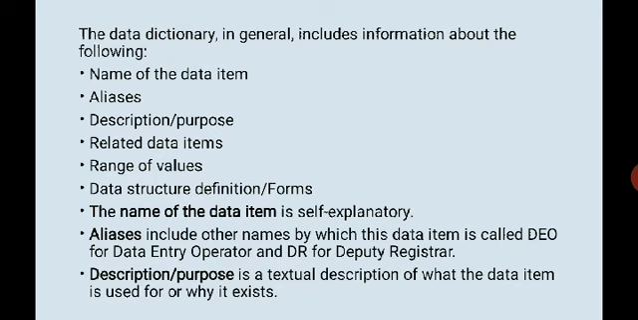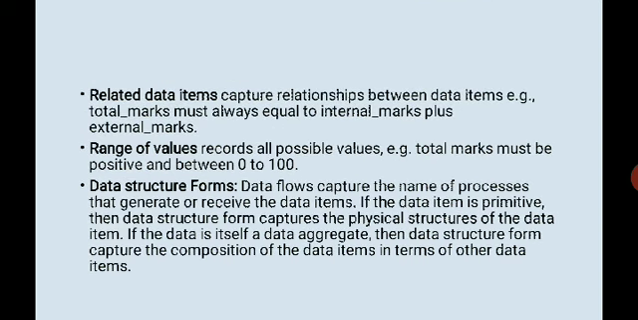Description or purpose is a textual description of what the data item is used for or why it exists. So what kind of data is being used and why it exists will be described in the description or purpose box. Then there will be related data items that capture relationships between data items. Example, total marks must always equal internal marks plus external marks. So what will my total marks contain? It will have internal marks and external marks. Range of values: say if I have an exam of 100, then 0 to 100 will be the range of values that my data will contain.